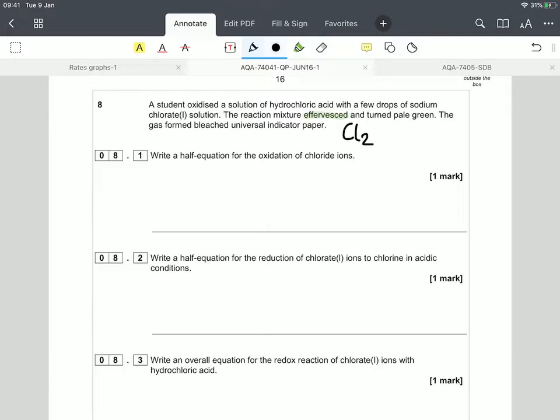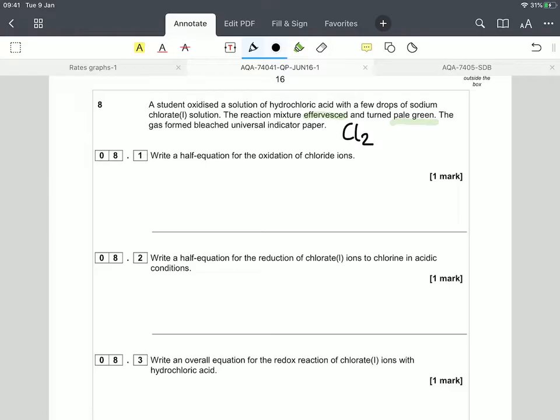They mention that the reaction mixture turned pale green. I have mixed feelings about this. Chlorine, when it's dissolved in water, tends not to change the colour very much, but it doesn't matter too much. You are supposed to know that chlorine's a green gas, although that colour is often very pale too. Alright? The gas formed, maybe that's what they're referring to, rather than the solution. The gas formed bleached universal indicator paper. Again, that's another thing you're supposed to know about chlorine. So all of these words are basically leading you towards one thing, which is chlorine has been made.